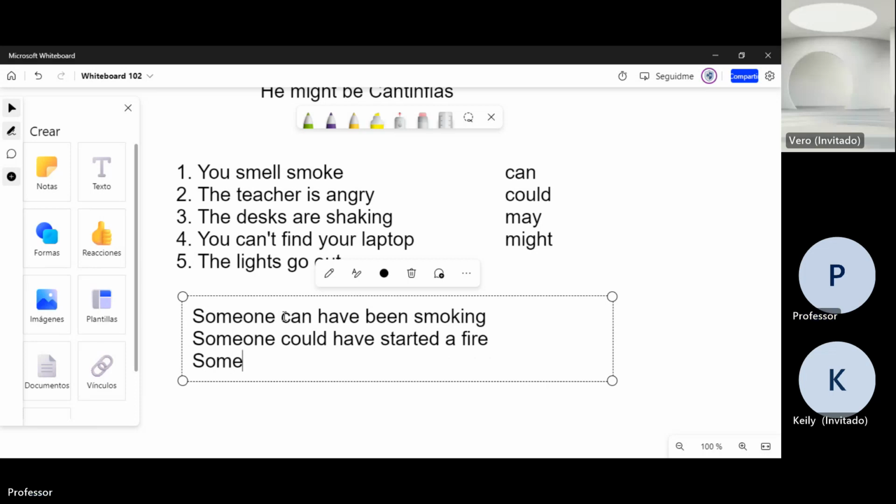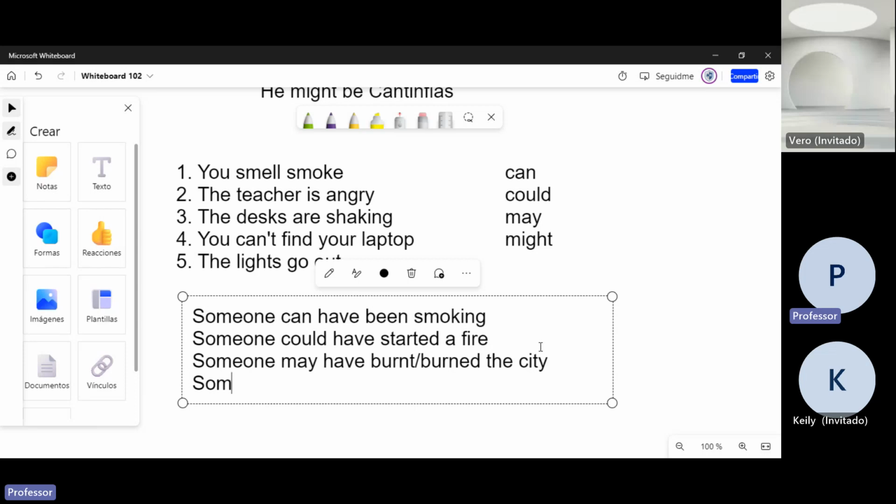With might, someone might have, I don't know what. I'm going to be drastic with this example so we can notice the difference between the percentages. Someone might have burned, which burned? Someone might have burned what? The city. And finally, I'm going to go to aliens.